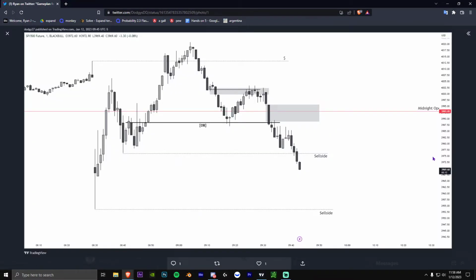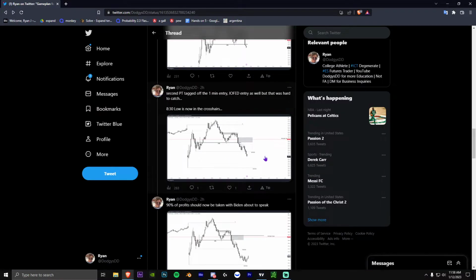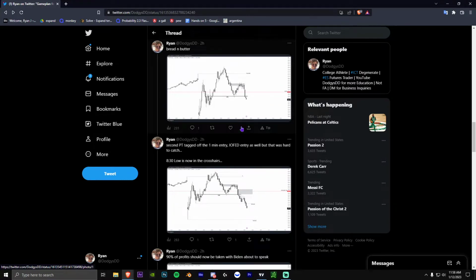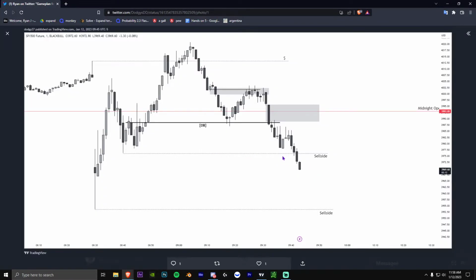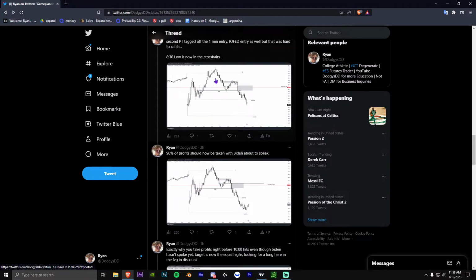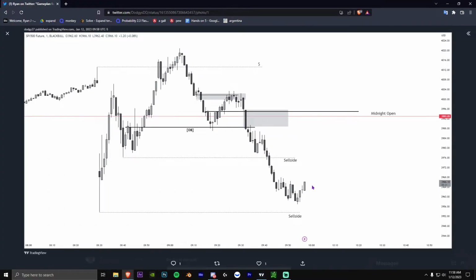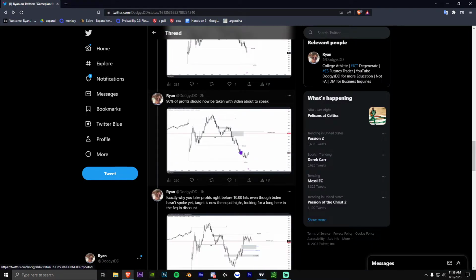And I kind of alerted my targets. So again, I said the price targets were this low right here, and then this was the final price target. And I said 830 low is now in the crosshairs. Keep in mind that's what ICT says, so I thought it was funny. And I said 90% of profits should be taken here. Why? Well, Biden was about to speak.